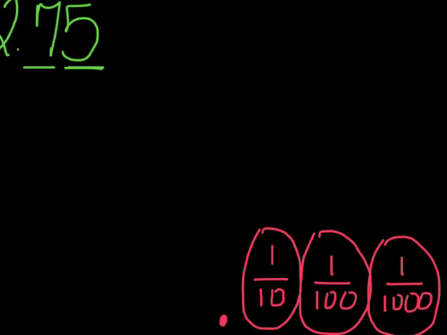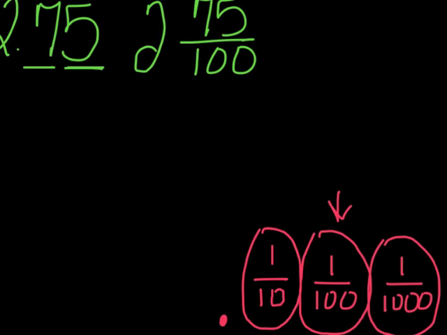So that's 2 decimal places. And that lets us know that we will be in this spot, 1/100. They're telling us that 75 will be over 100 because it is in the hundredths place. Our fraction is 2 and 75 hundredths as a fraction. But this fraction, 75 over 100, can be reduced.